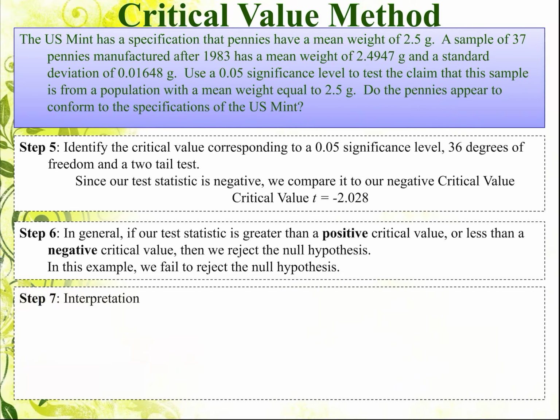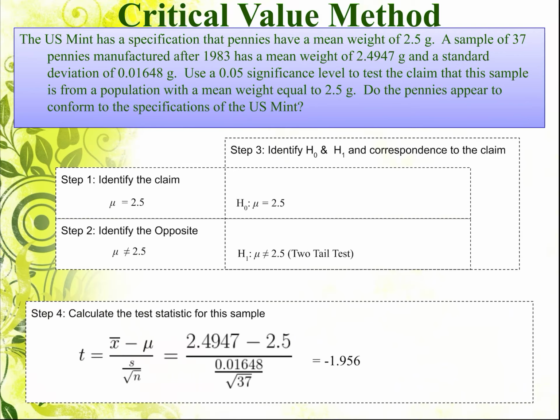If our test statistic is greater than a positive critical value, so remember the idea is if our test statistic is more extreme, so if it's greater than a positive critical value or less than a negative critical value, then we reject the null hypothesis. Then we'll be in the extreme areas, and we would be in the critical region. We reject the null hypothesis. However, in this case, the critical value, negative 2.028, is more negative, is smaller, than our test statistic. So we fail to reject the null hypothesis.